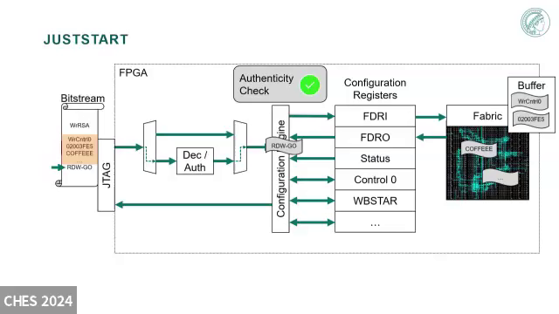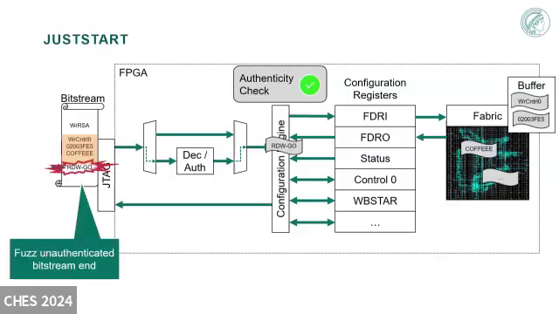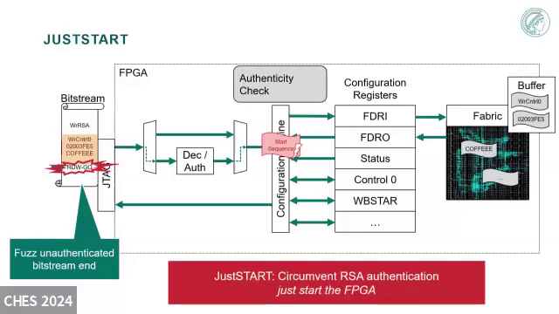Okay, so we have this rwgo command at the end, which is not authenticated, right? And which is one of the first commands executed in this bitstream. So why not fuzz this part of the bitstream? It turns out that if we substitute this rwgo command with the usual startup sequence, we can just start the FPGA, because all the content which is needed in the fabric is already at the right place, and it's unencrypted, so it's only authenticated. So we can say, just start the FPGA and release the fabric, and we circumvent the RSA authentication method.